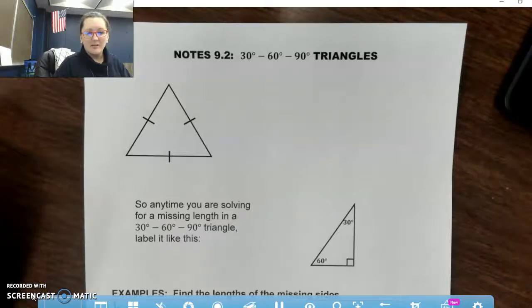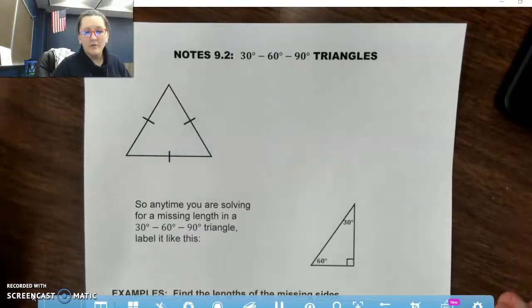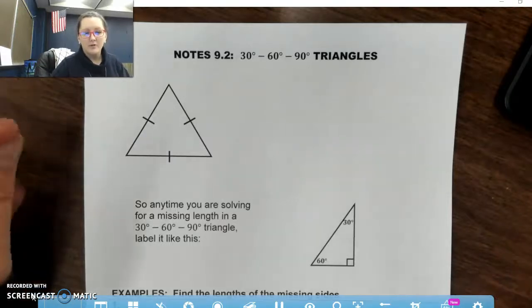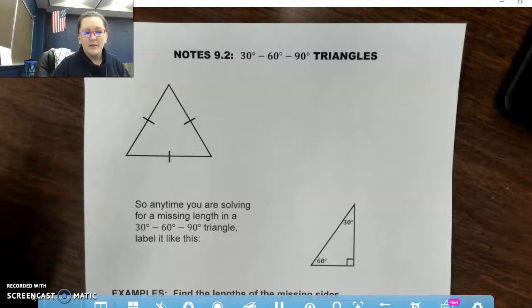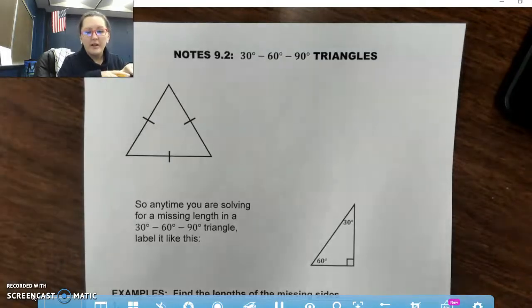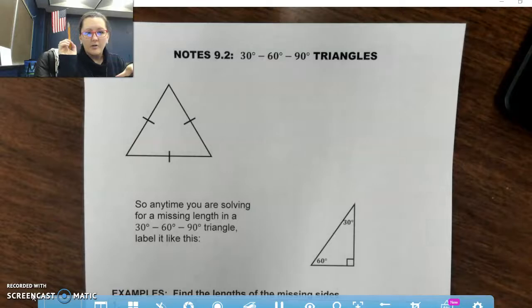Hey geometry classes, we're going to move on today. We've talked about our 45, 45, 90 degree triangles, and now we're going to talk about another special right triangle, a 30, 60, 90. Just like in the 45 degree triangle, we got that figure from drawing a diagonal in our square and cutting it in half.